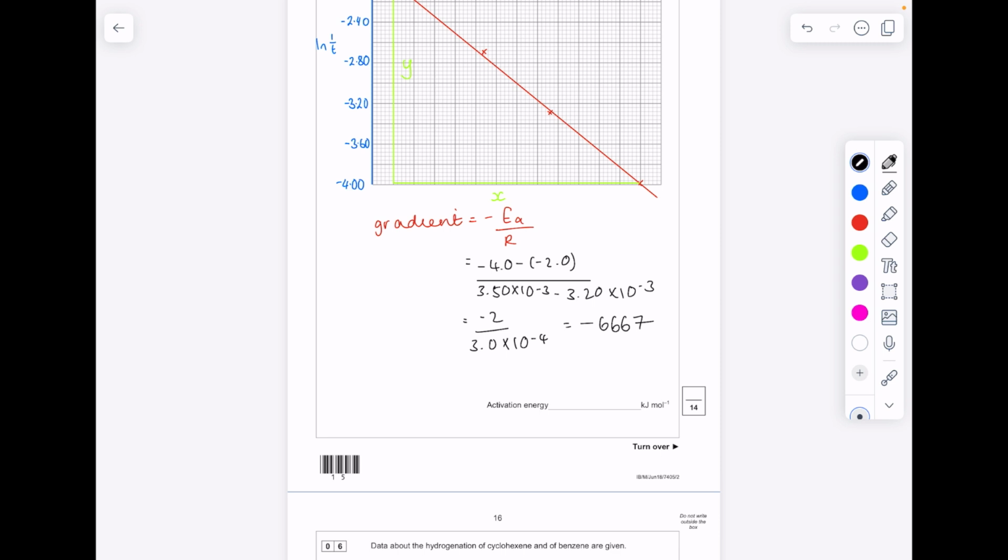So substitute that in. We know that the gas constant is 8.31. Multiply both sides by 8.31 and then take out the minus sign to get an activation energy of 55,400 joules per mole, and then finally divide by 1,000 to get it in kJ per mole to get 55.4.